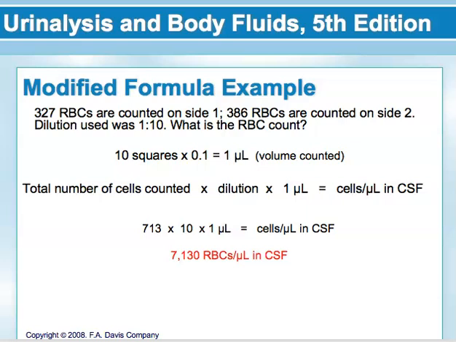Okay, so an example from the modified formula. If you've got 327 red cells counted on side 1, 386 red cells on side 2, and the dilution that you used was a 1 to 10, what's that red cell count? So again, there's our formula. 327 plus 386 is 713, so it's the total number of cells, times 10, because that was the dilution, times 1 microliter, so that accounts for the volume of the squares. That gives us a result of 7,130 red cells.